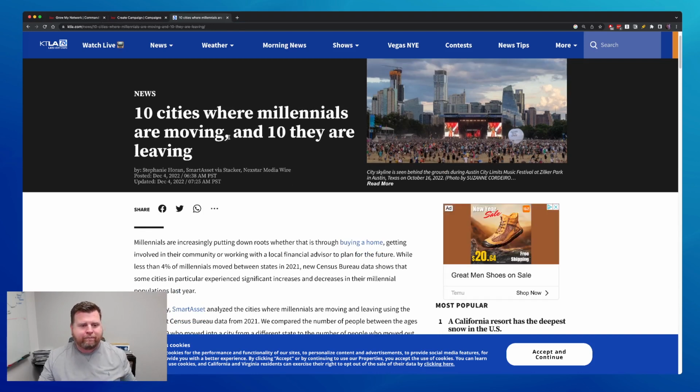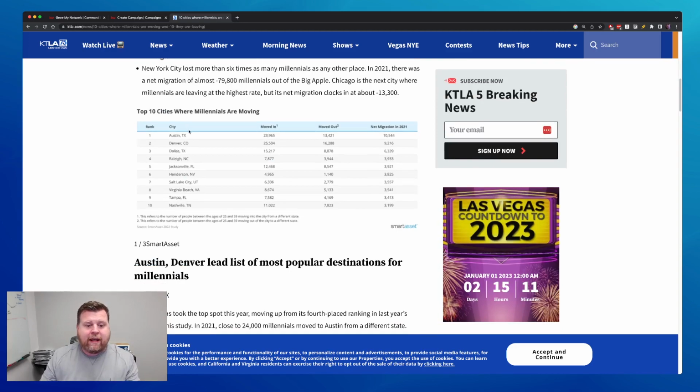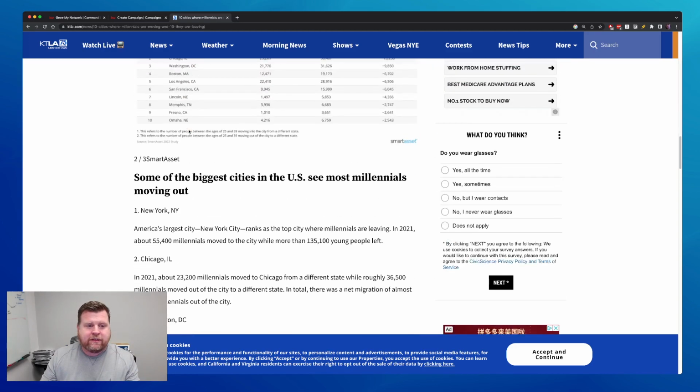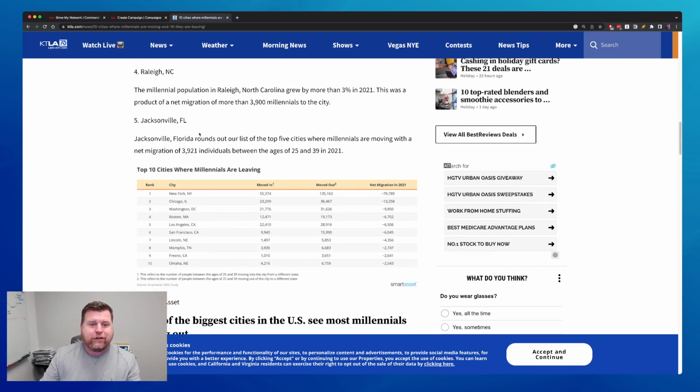So you can see here, this article came out just a couple weeks ago, 10 cities where millennials are moving and 10 where they are leaving. Now, even if you're not on this list of the 10 where millennials are moving to, maybe you can at least use this list of the ones where millennials are leaving. And even if you're not on the moving to list, if you know that people are moving out of certain cities, maybe that's a great area for you to target your listings at, right?